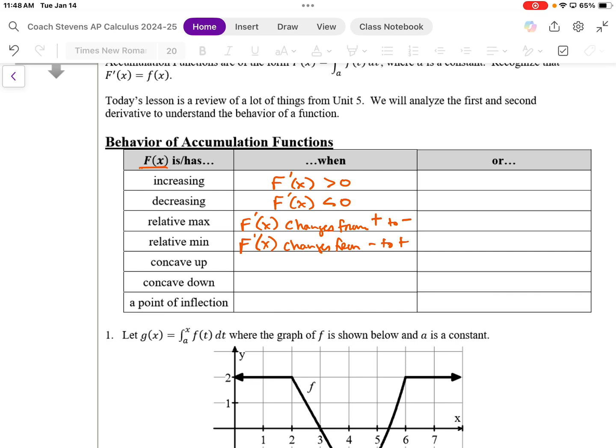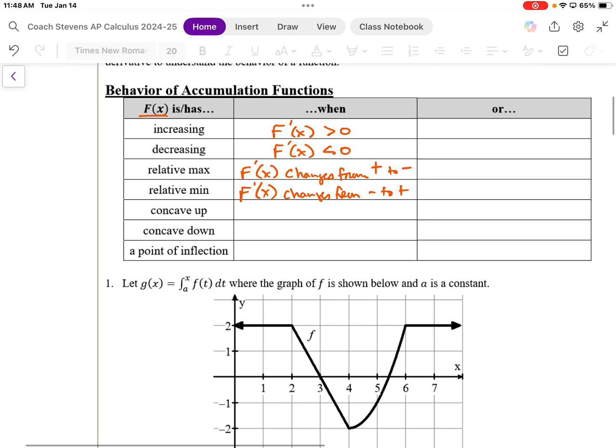How would I know that I'm concave up? As we're looking at the notation we're using, what derivative would be associated with that concavity? Yeah, the second derivative. So we would want to change this to say, well, it's concave up if capital F double prime of x is greater than 0. It is concave down when capital F double prime of x is less than 0.